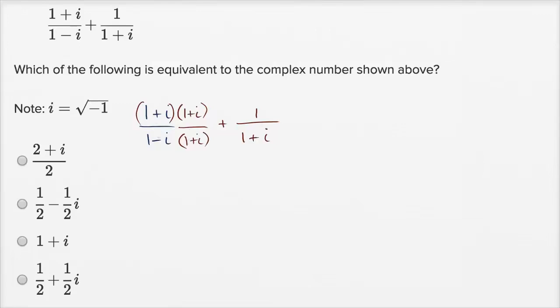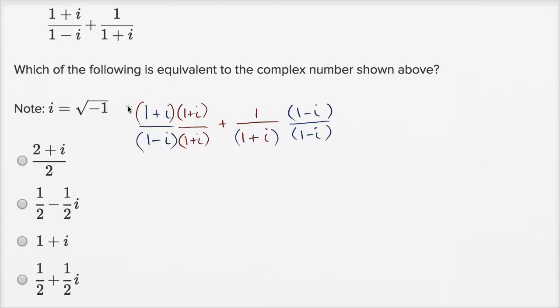So we aren't changing its value, we're just finding another way of expressing it. And this one over here, we want to multiply the numerator and the denominator by this denominator, by 1 minus i, so we multiply by 1 minus i over 1 minus i. And once again, this is just 1, so we're not changing its value. We're just finding a good way to rewrite it so that we have the same denominator. Both of these denominators are now going to be 1 plus i times 1 minus i.